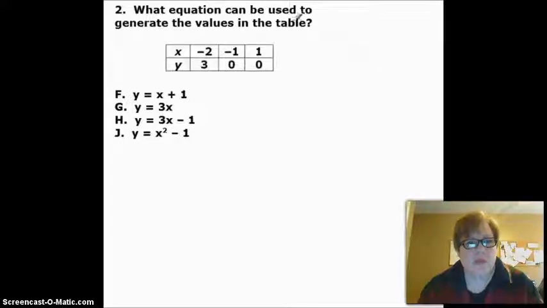What equation can be used to generate the values in the table? So again, I have x's and y's. So these are like ordered pairs. So this is very much like the last problem. It's just given to us in a little different way. So I could go ahead and use substitution, but we already agreed that if I've got my calculator, that's going to be a little bit easier. So I'm going to just go straight to the calculator on this one.